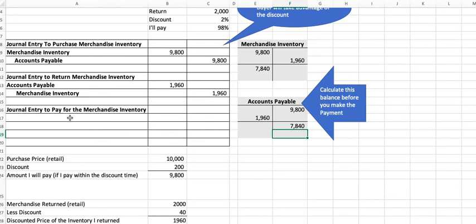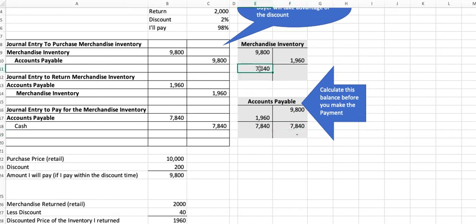So it looks like the amount that is due is $7,840. Whenever I pay off a liability, I debit the liability and I credit cash for the amount that is due, which is $7,840. Once I debit accounts payable for $7,840, now my balance will be zero for that account. So that zeroes out that accounts payable. I have paid off what I owe.